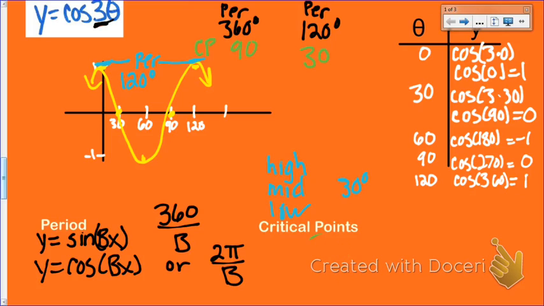So my critical points, to find how often I put them, it's the period divided by 4.